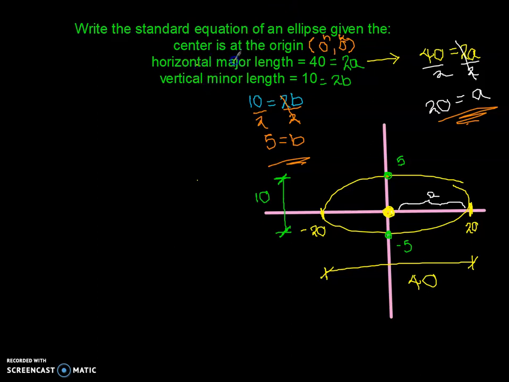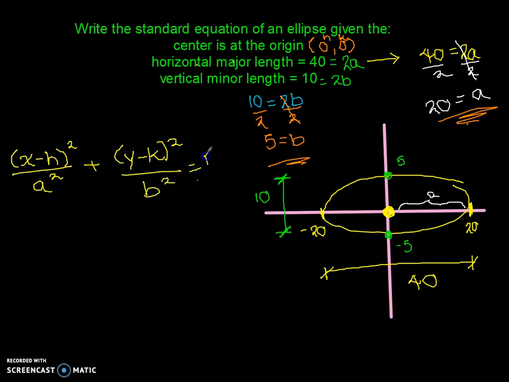And again, it has a horizontal major. So we know that the larger denominator, or a squared, will be under the x because horizontal correlates with the x-axis, plus (y minus k) squared over b squared equals 1.